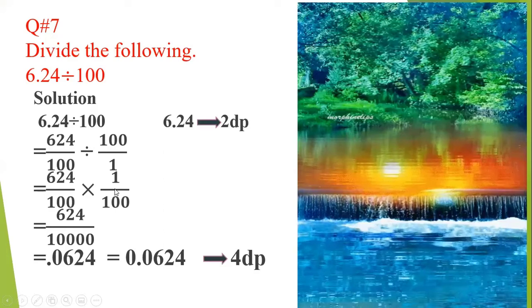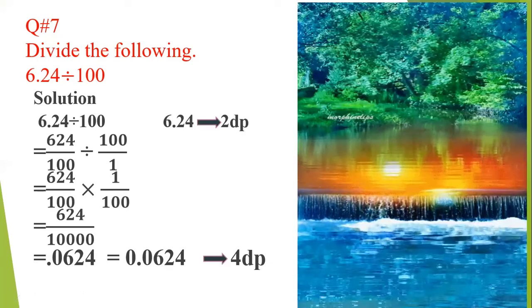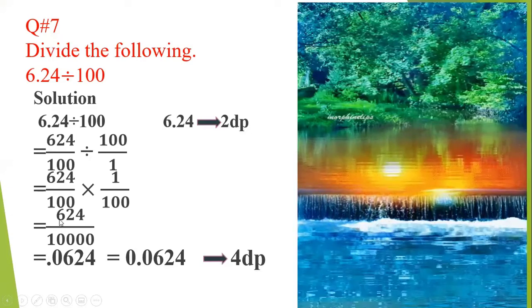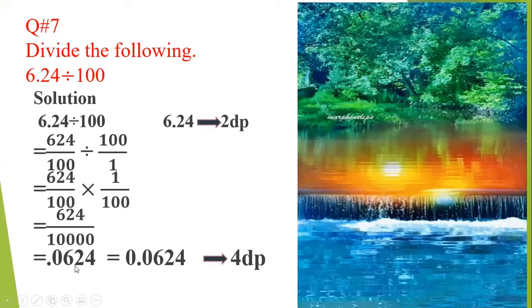We multiply 624 by 1 and multiply 100 by 100. And here count the zeros: 1, 2, 3, 4. And our target is to place the decimal point after the 4 digits. Count here 1, 2, 3. Oh no, there are only 3 numbers. But our target is to place our decimal point after the 4 numbers. So we will add here a 0 as a fourth number, and after that we will place our point, and the number will become 0.0624, which has 4 decimal places.